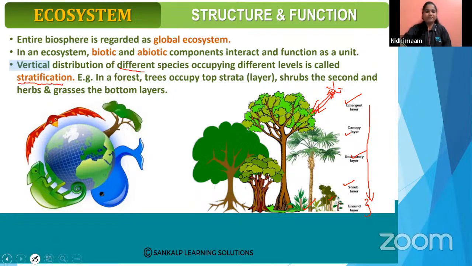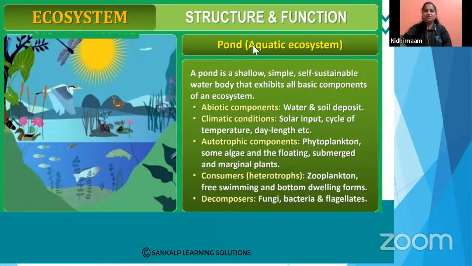Stratification. Okay. Next, we have the pond ecosystem as an example. So what is a pond? It is a simple self-sustainable water body. It will have abiotic components. Which are the abiotic components here? Water and soil deposit, and you can also consider the sunlight. Then climatic condition, solar energy, temperature, and day length, meaning how many hours it will be day and how many hours it will be night.